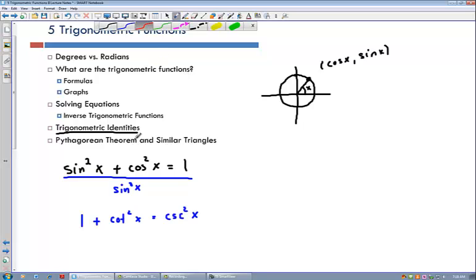And then the second one that comes from this, instead of dividing by sine squared of x, we're going to divide by, and you can guess it, cosine squared x. So if you take sine squared divided by cosine squared, you're going to get tan squared x. And then plus cosine squared divided by cosine squared, it's just going to be 1, equal to 1 divided by cosine squared of x, which is going to be secant squared of x.